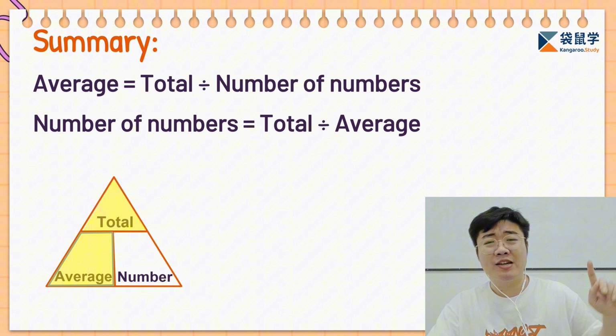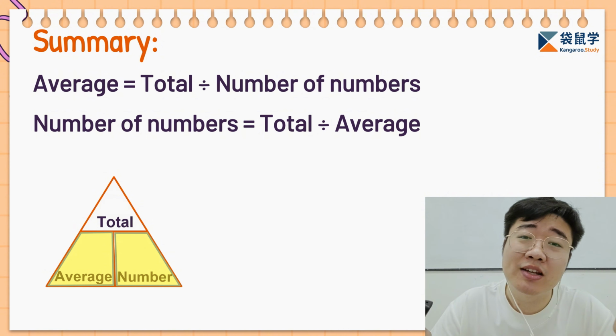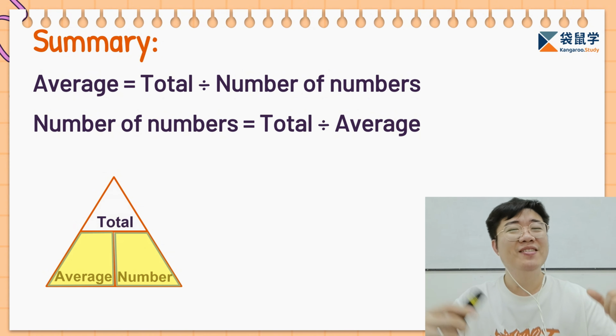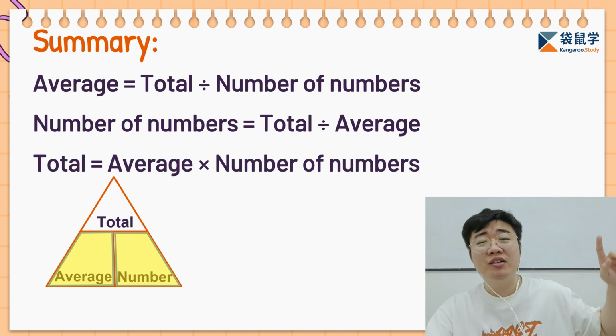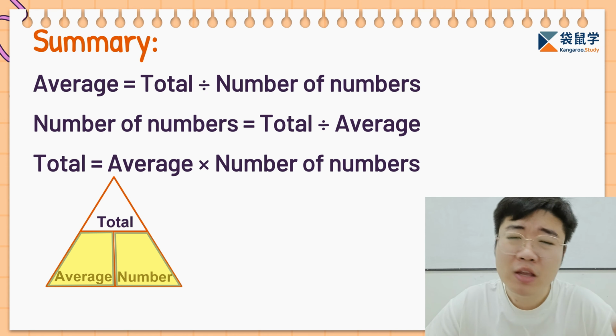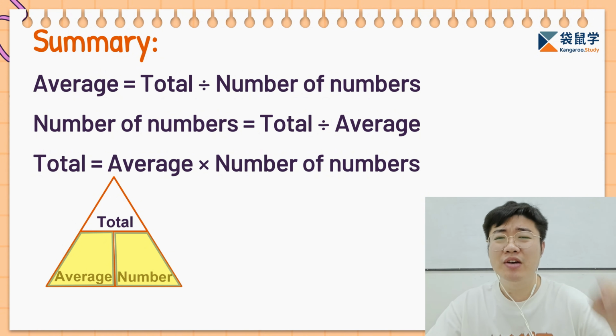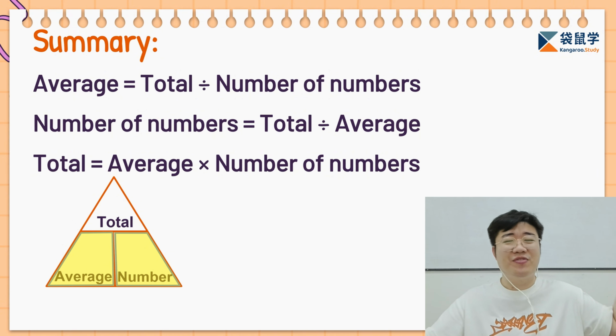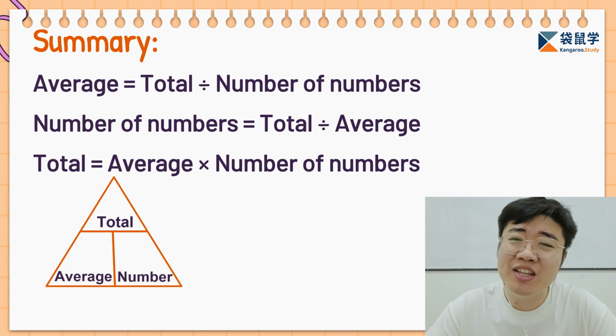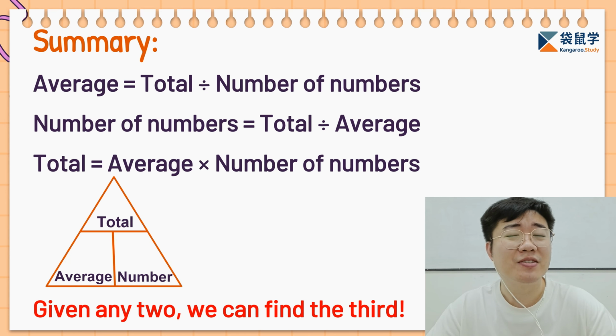Now in the third example, we were given the average and the number. How do we find the total? Perfect. We use the average times the number of numbers. This will give us the total. So everyone, have you noticed that out of the 3 things here, once you know 2 of them, we can always find the third one? So given any 2 of them, we can always find the third.